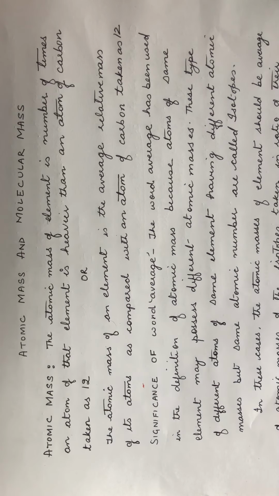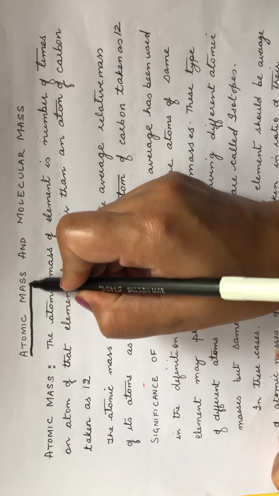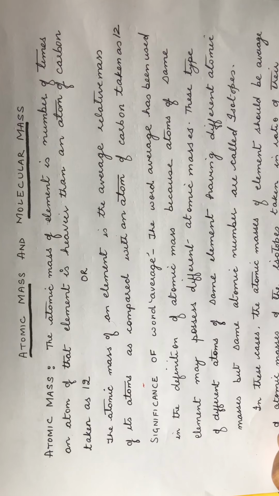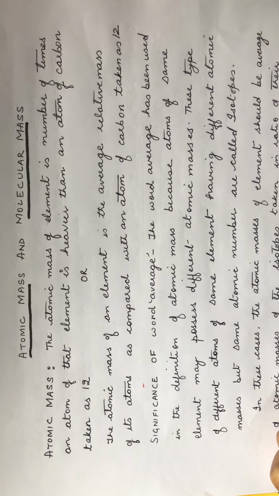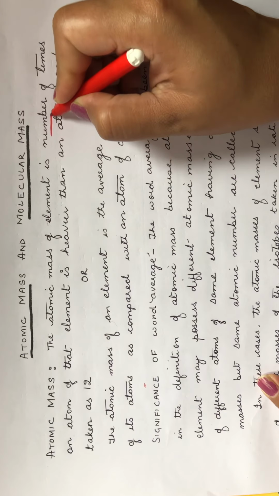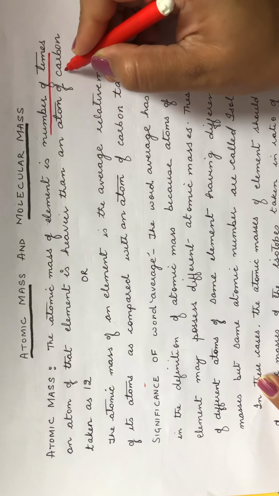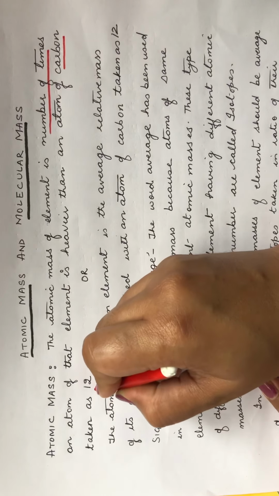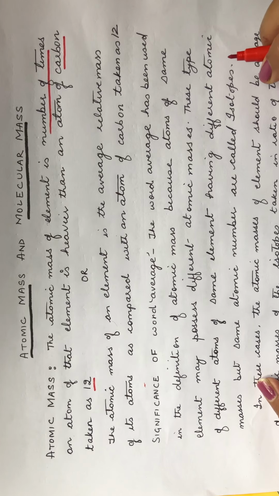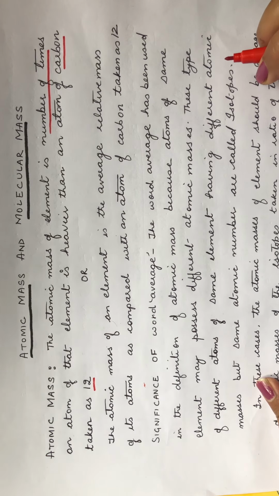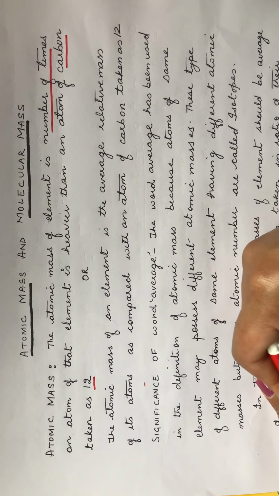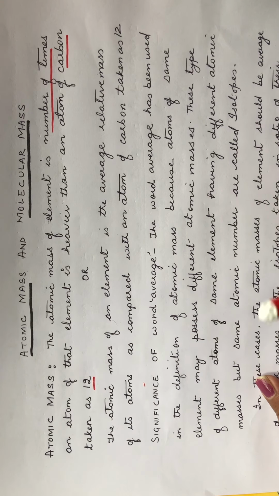Today I am going to discuss the topic atomic mass and molecular mass. So, first of all, we will discuss what is atomic mass. Atomic mass of an element is the number of times the atom of the element is heavier than an atom of carbon taken as 12. So here we have taken the atomic mass of carbon as 12, which is taken as standard, and the atomic mass of other elements are determined in comparison with carbon.